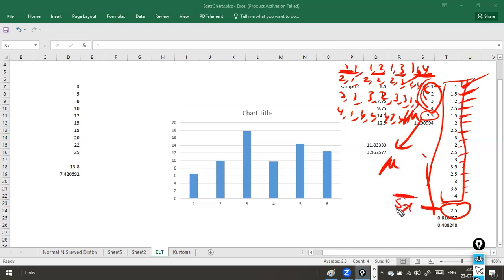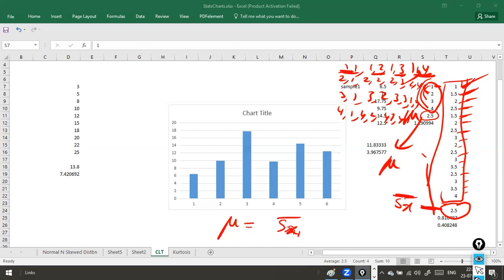Here they use different notation. X bar is the sample mean. The sampling distribution mean is mu X bar, I think, right? So this is 2.5. So your population mean is equivalent to your sampling distribution mean.